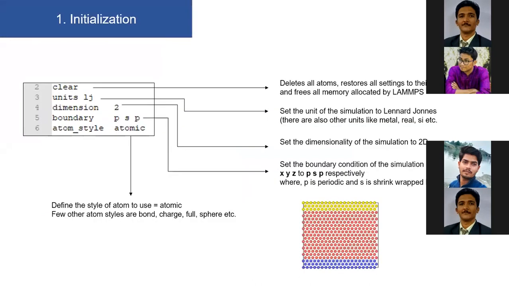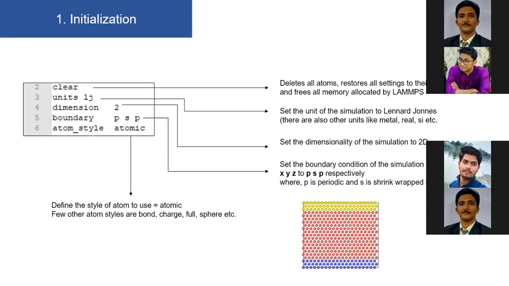So at first, the initialization part that we have talked about. The simulation we are doing here, let me remind you again, is the 2D flow simulation. So the first thing is the dimension of the flow simulation. Okay. So the first command should always be clear. What clear does is delete all atoms and restore the settings to the default values, and also free all the memories held by LAMMPS.